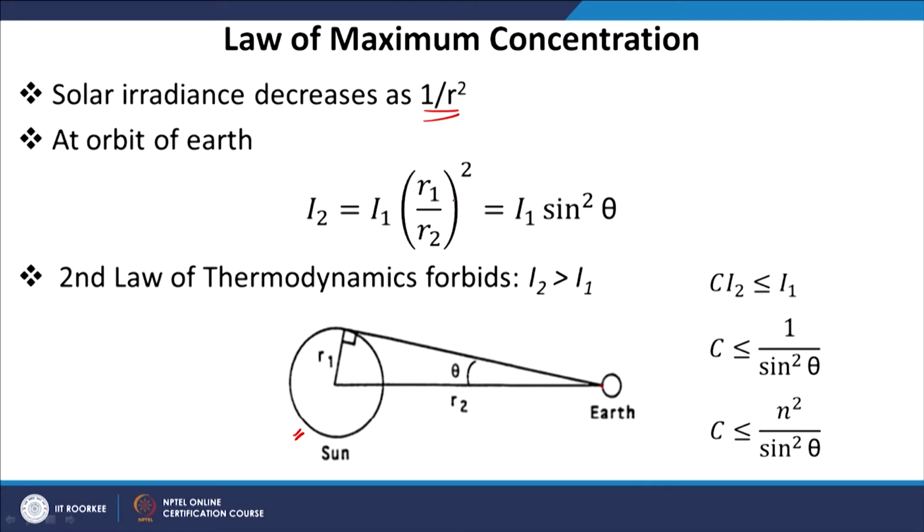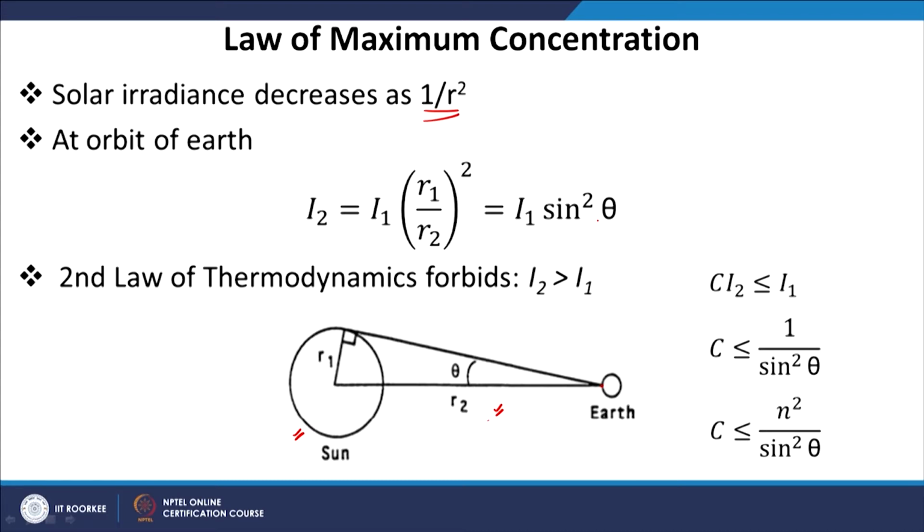Now, this R1 by R2, from this triangle, is simply equal to sin theta. So, we get I2 is equal to I1 sin square theta. So, the intensity of solar radiation decreases as sin square theta.